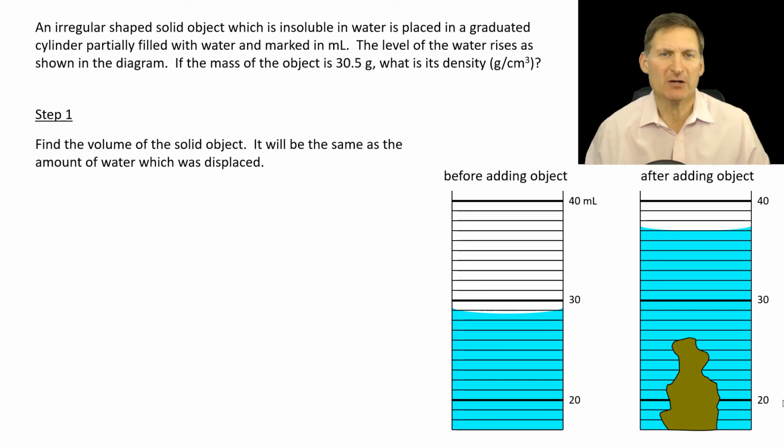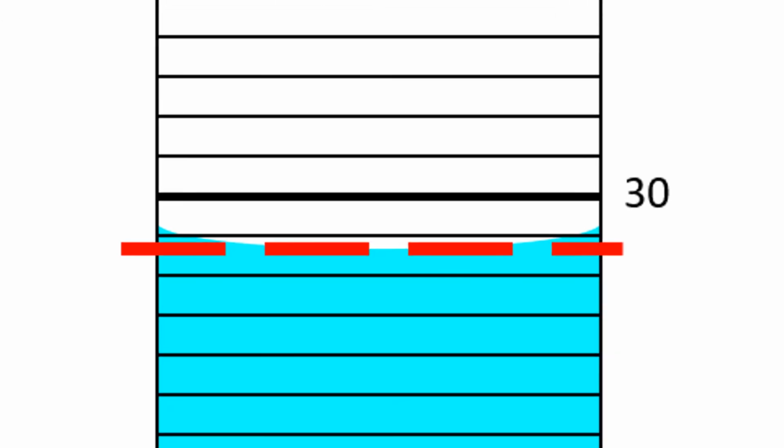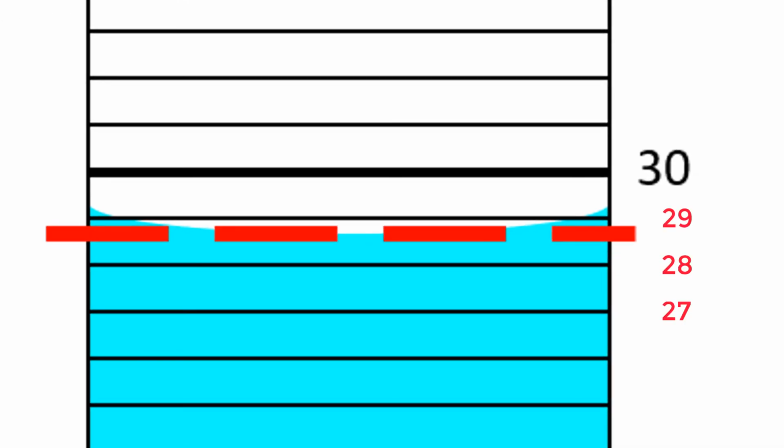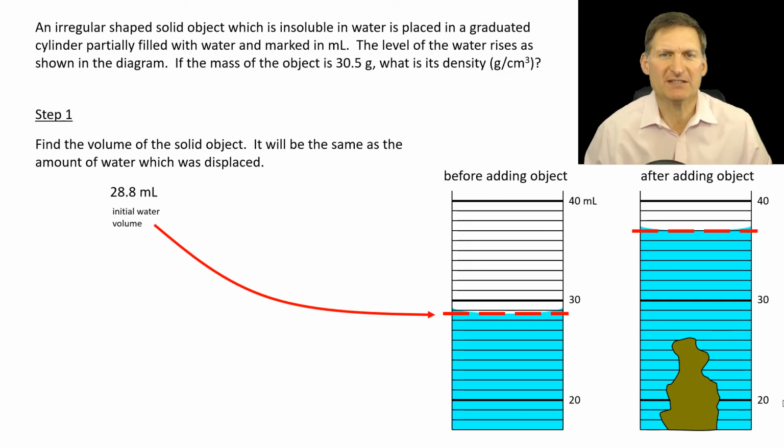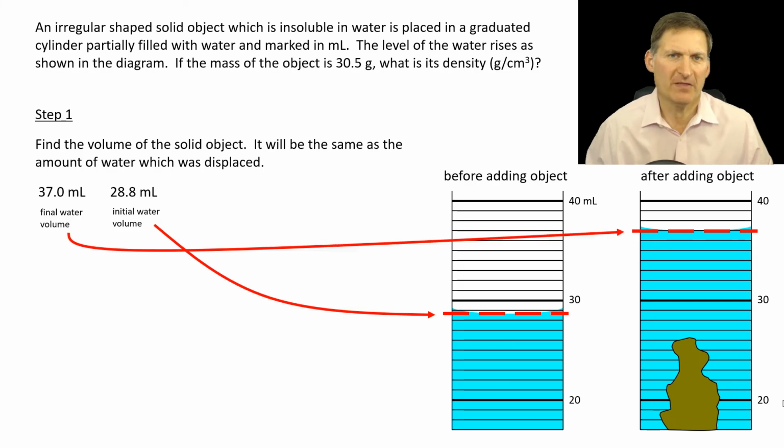We need to read the volume in a graduated cylinder from the bottom of the meniscus, i.e. the bottom of the curve. In both cases, that would be where the dashed red lines now are. And keeping in mind we measure values to one uncertain digit, the before picture looks like the bottom of the meniscus is about 28.8. We can't be sure it's 0.8, might be 0.7, might be 0.9. The point is it's okay to estimate that last digit. So the initial volume is about 28.8 milliliters. In the after diagram, it appears the bottom of the meniscus is right on the 37 milliliter mark. Therefore, we would call that 37.0, not just 37.